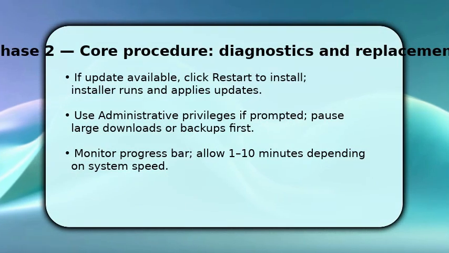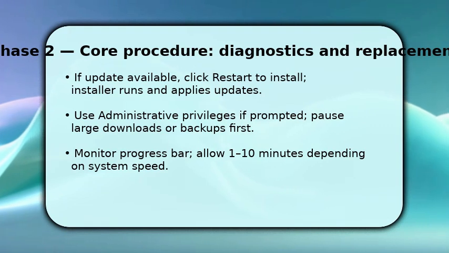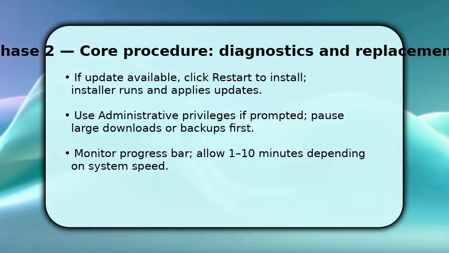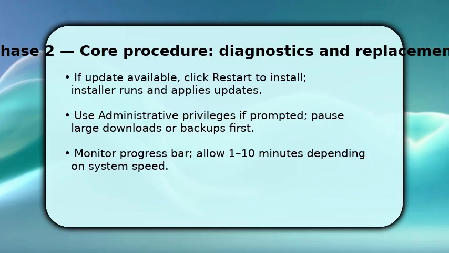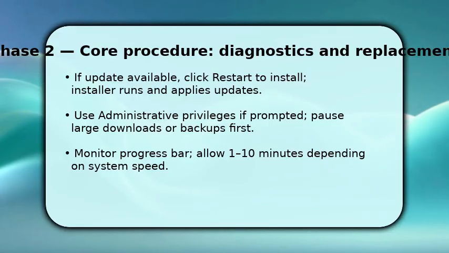When Edge finds an update, you click Restart to let the installer run. This triggers the download and the actual installation, which is the how. If Windows asks for admin permission, grant it so the updater can modify system files.